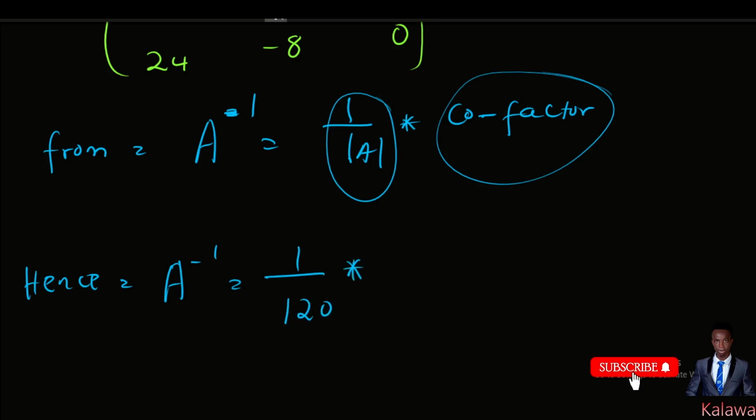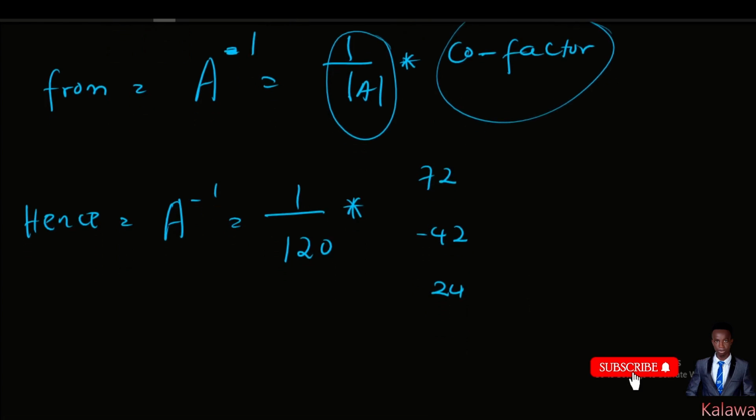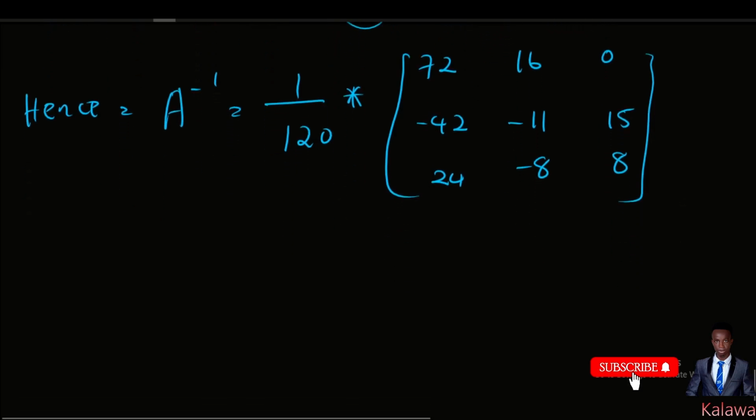the adjoint now, which is 72, minus 42, 24, 16, minus 11, minus 8, 0, 15, 8. So this is the setting. From which we're going to multiply again with the determinant. Oh God, this is a very, very lengthy topic. So we're going to multiply this into this. Okay, let me just set it and I'll stop here because the video is too long now.